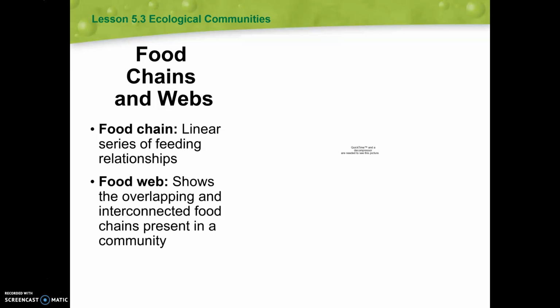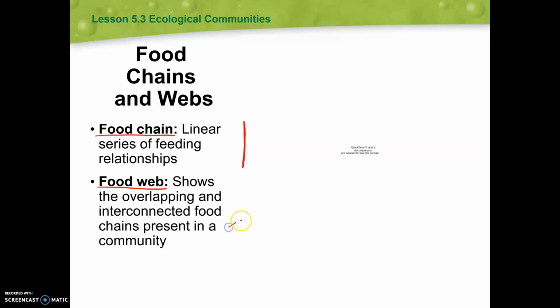Hi everyone, so we're going to continue here talking with our food chains and food webs, all about ecosystem ecology. So we're going to talk about some of the differences between these two things. Our food chain here is a linear series of food relationships. So these are going to be that line that you see. When you think of food chains, I want you to think of a line. But our food web is going to show this overlapping connection between these food chains.